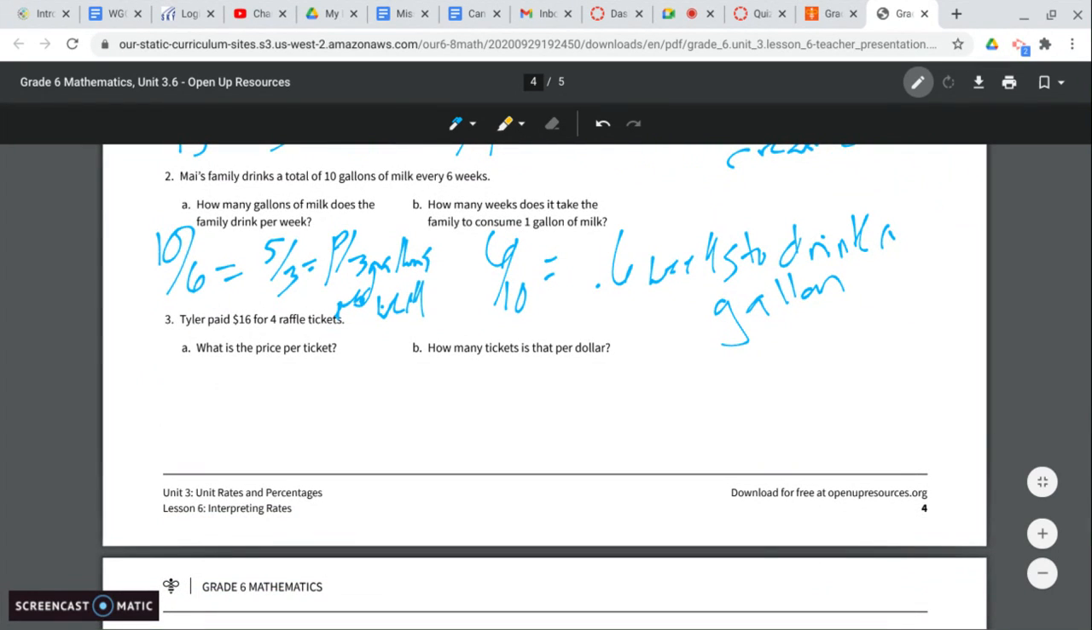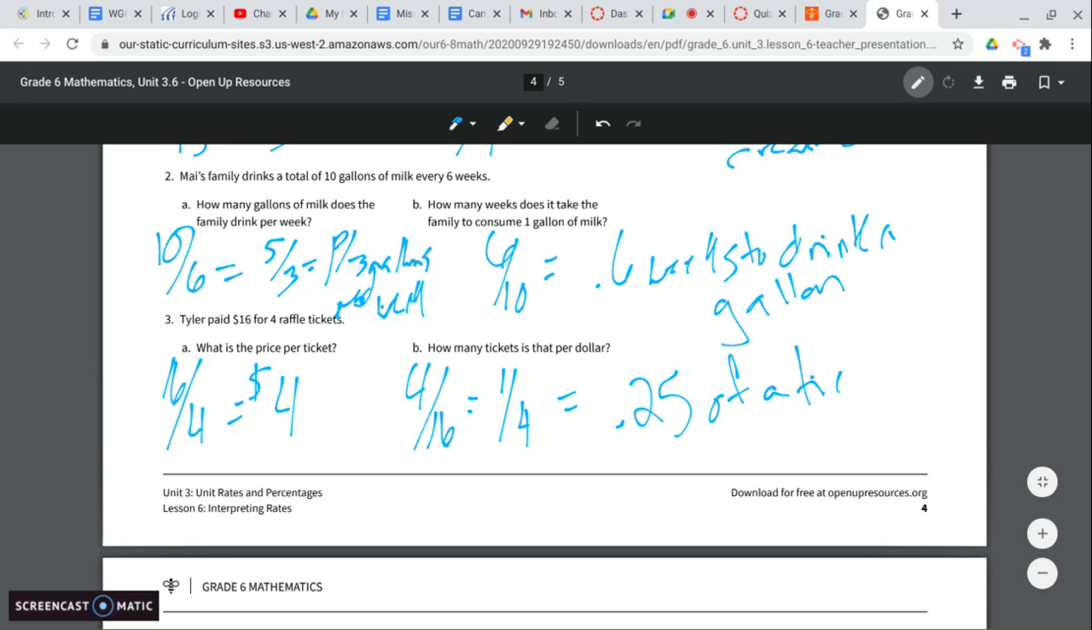All right, for number 3, Tyler paid $16 for 4 raffle tickets. What's the price per ticket? So we take 16 divided by 4, so we end up with $4. How many tickets is that per dollar? Well, we flip this around, 4/16, which is the same thing as 1/4, which is 0.25 of a ticket per dollar.